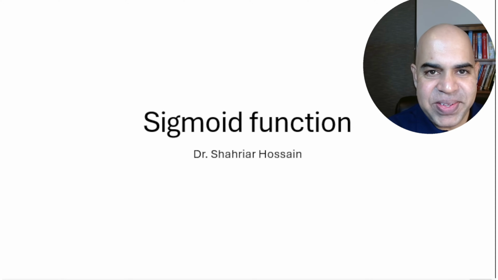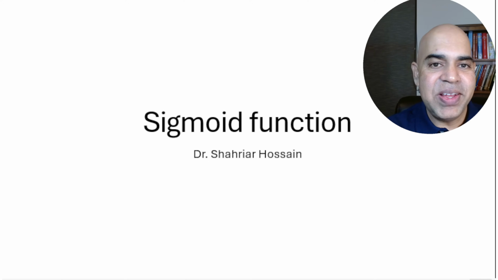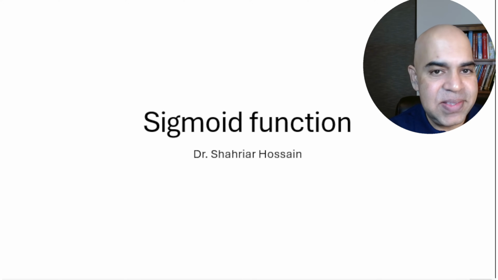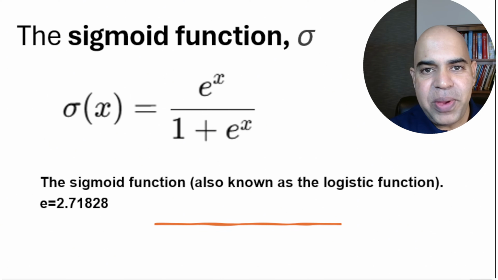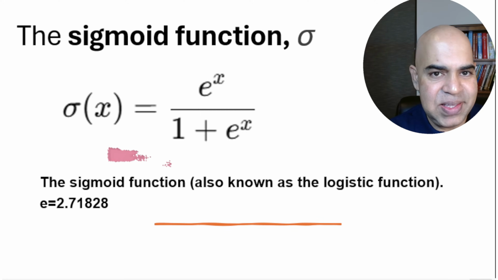Today we are going to discuss the sigmoid function in machine learning, especially in the context of neural networks. The sigmoid function is also known as the logistic function. From a neural network perspective, it is a type of activation function that converts the real valued input into a value between 0 and 1.